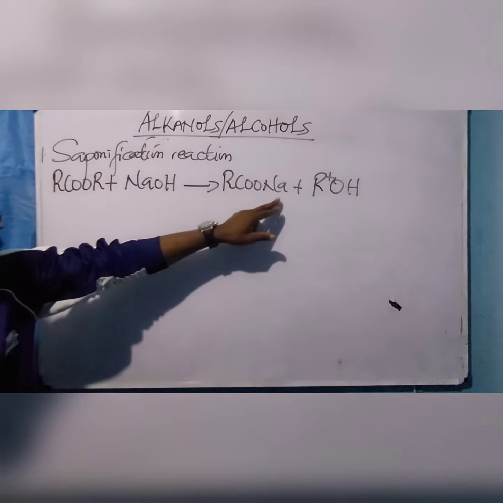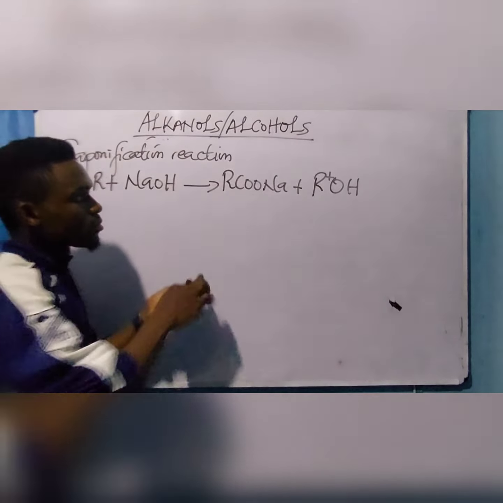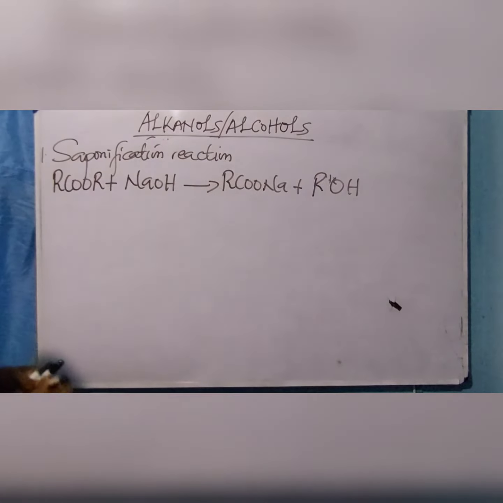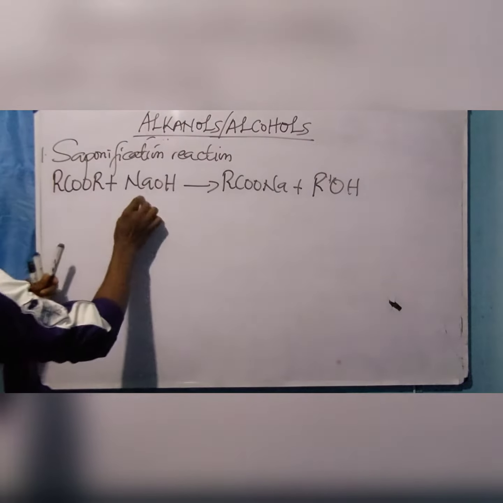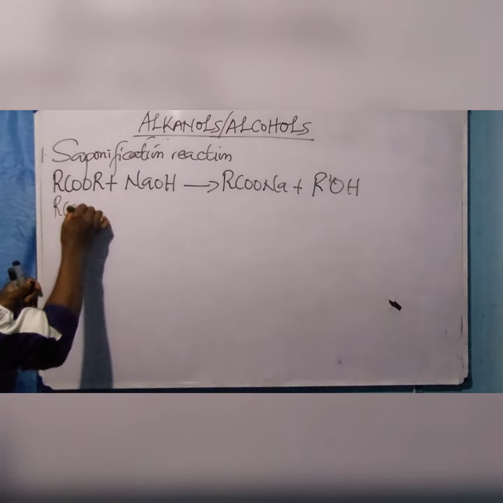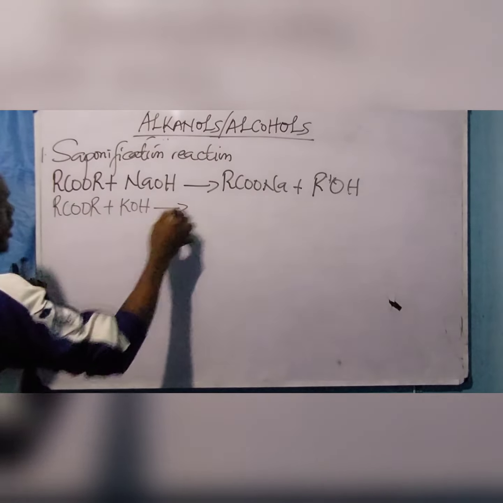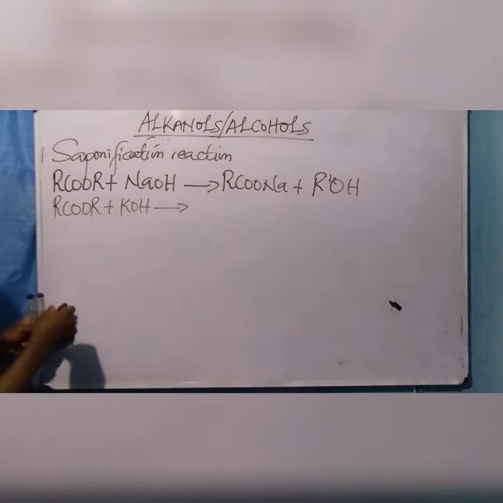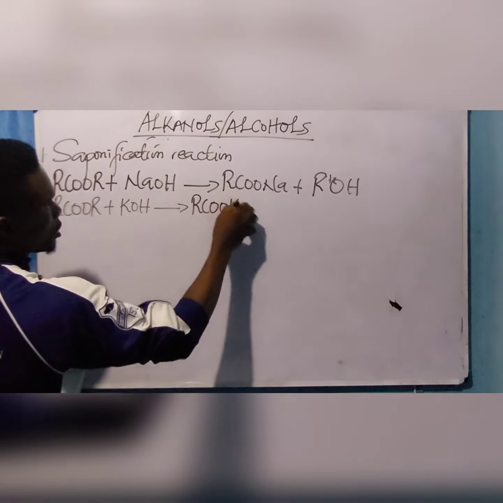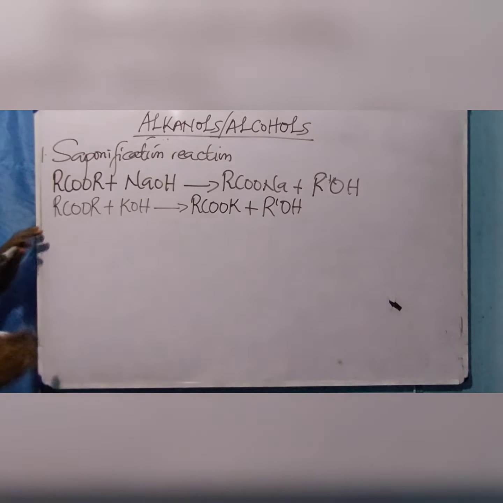So saponification is a type of reaction that occurs between an ester and alkali to produce sodium alkanoate and alcohol. So please take note of that. Now, I can also react the ester with another alkali called potassium hydroxide. That's RCOOR plus potassium hydroxide. Then this will produce RCOOK plus ROH.